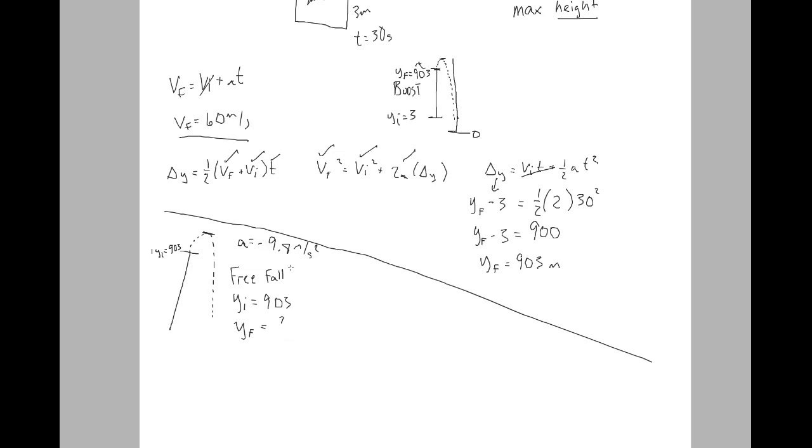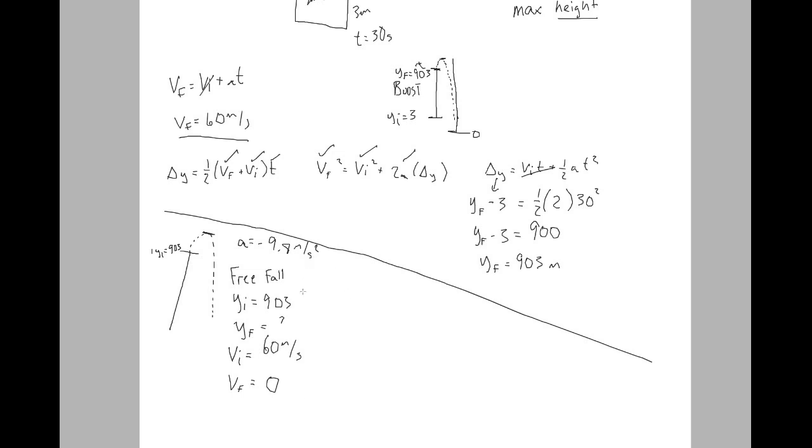I know my acceleration. I know my initial velocity because I found the final velocity for my boost phase. So my initial velocity for my free fall phase becomes 60 meters per second. Now, the last piece of information is my final velocity to get to y final. At the max height, I have a velocity of 0.